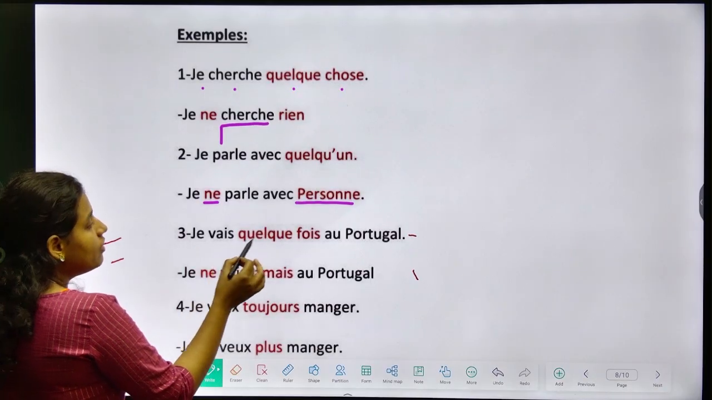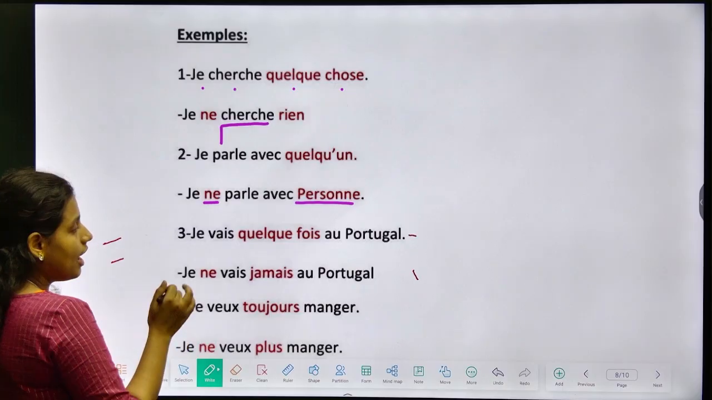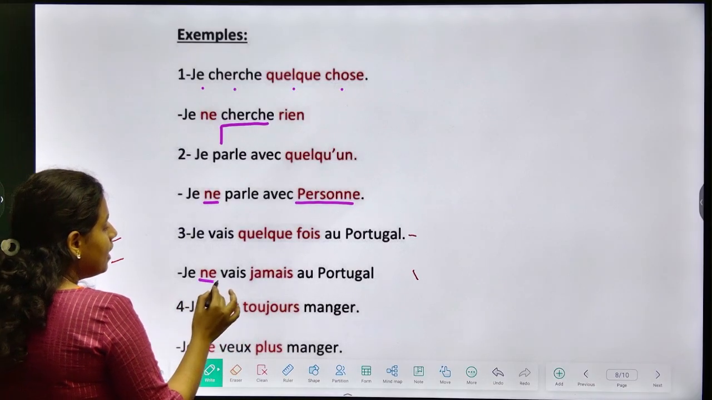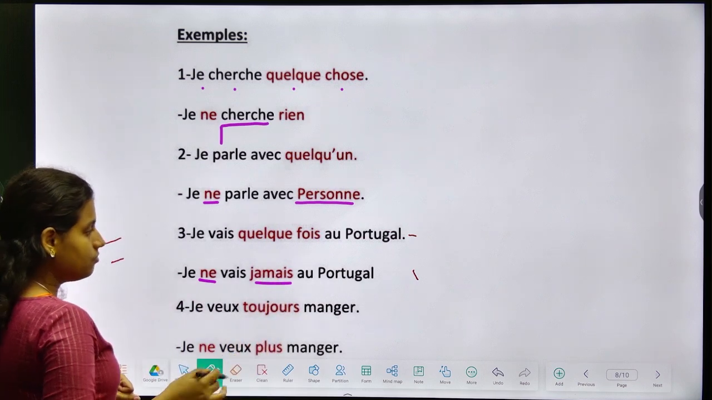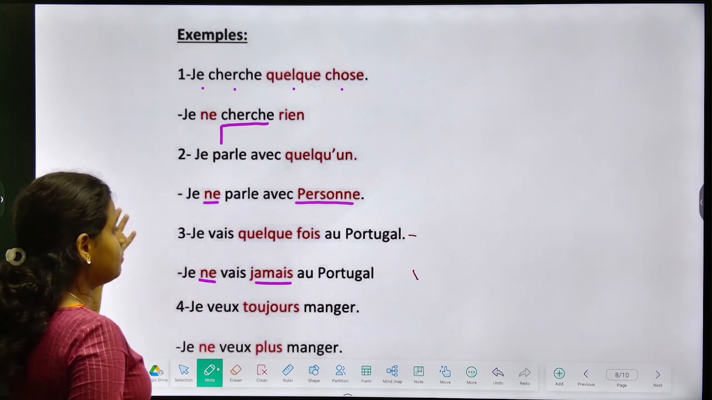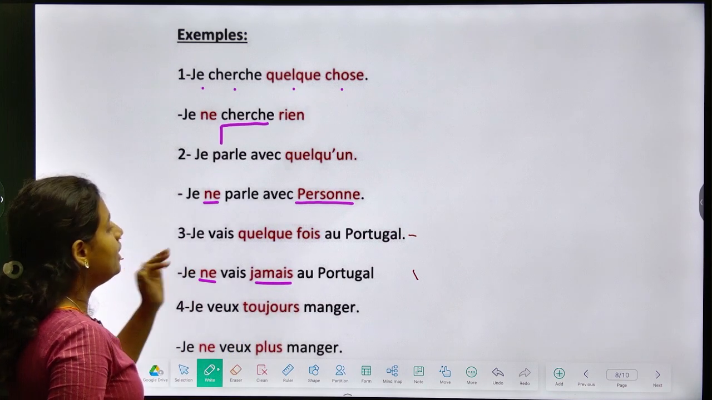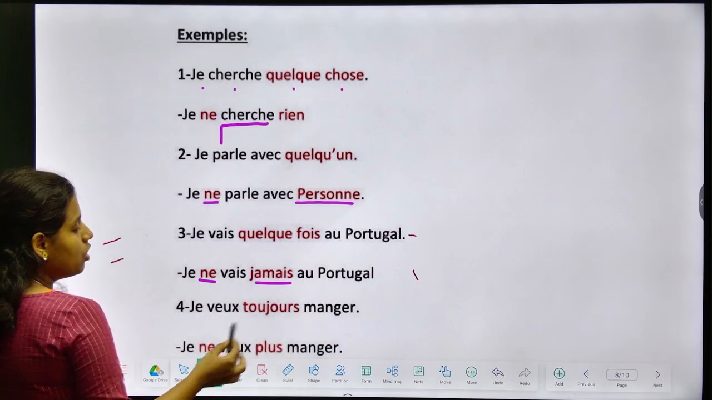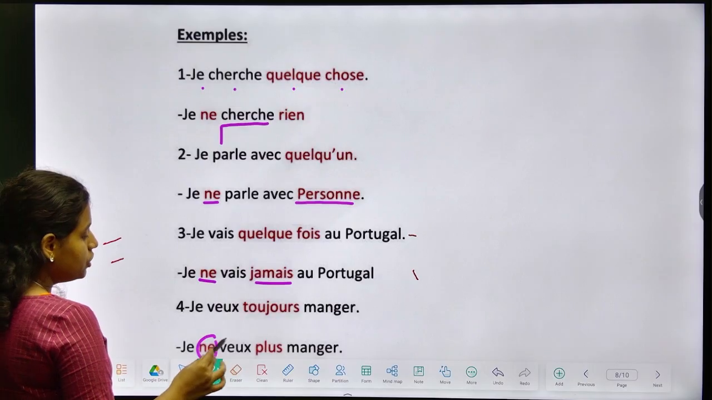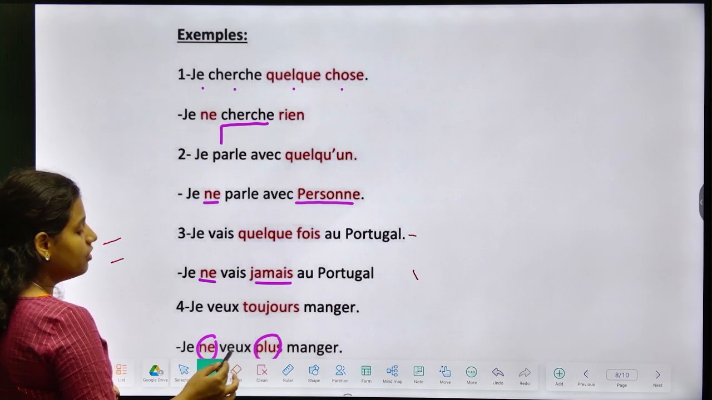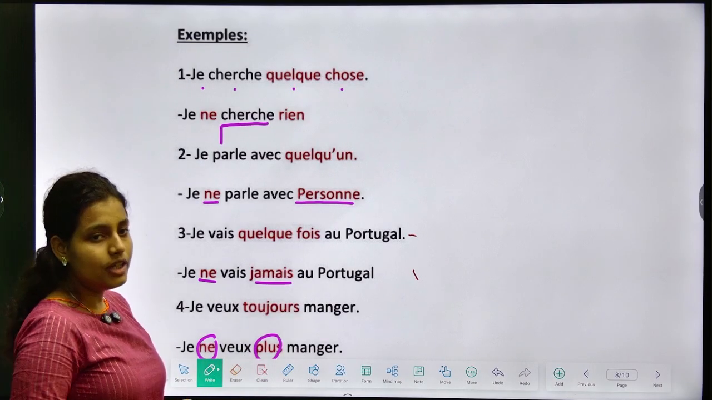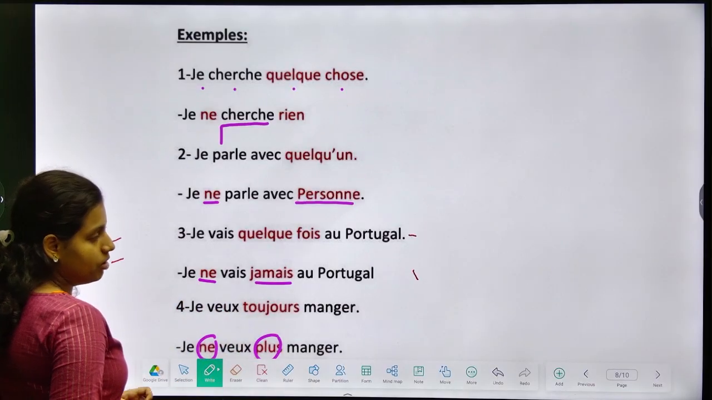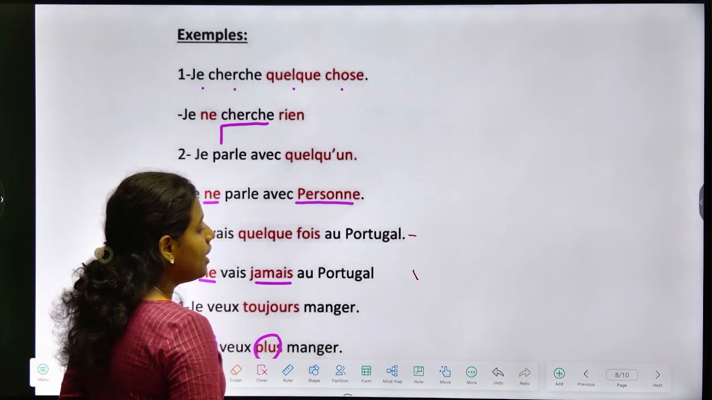Then je vais quelquefois au Portugal. Sometimes I go to Portugal. Je ne vais jamais au Portugal. I never go to Portugal. Then je veux toujours manger. I always want to eat. Then we will have je ne veux plus manger. I no more want to eat, or also you can negate by I never eat. Je ne veux jamais manger. Jamais will also work here. That is, I never eat.